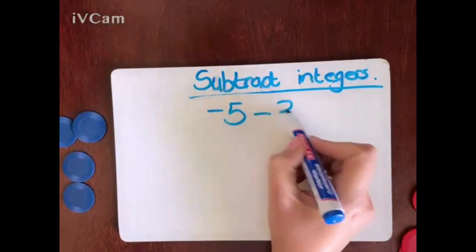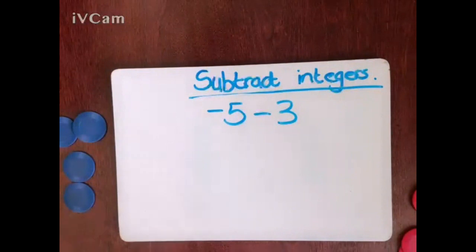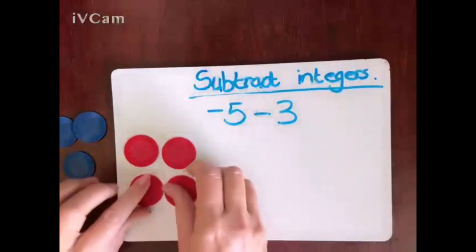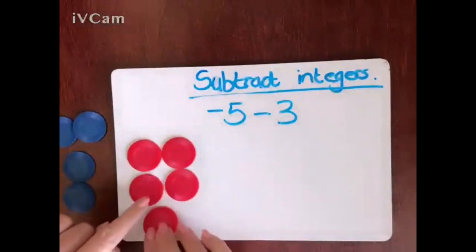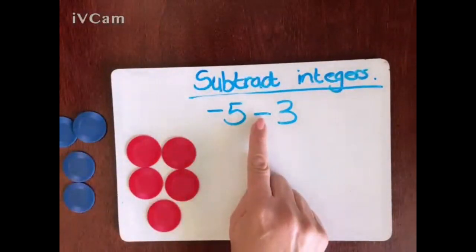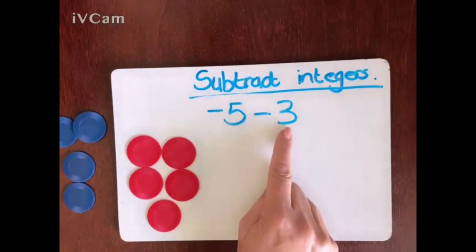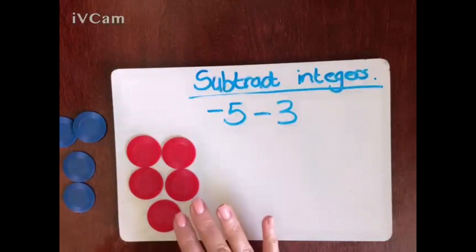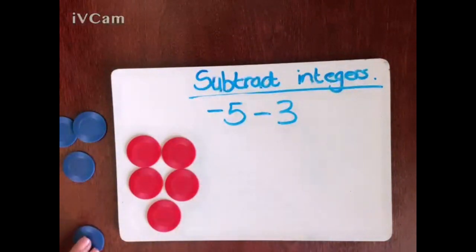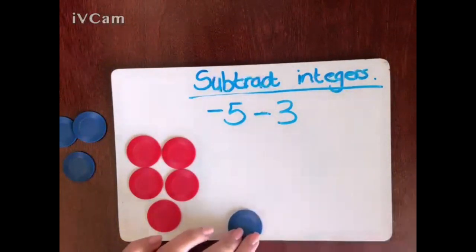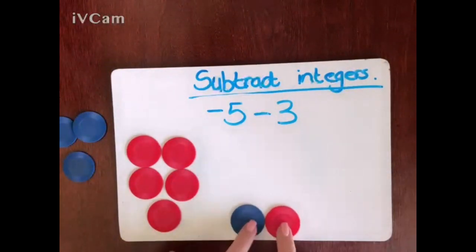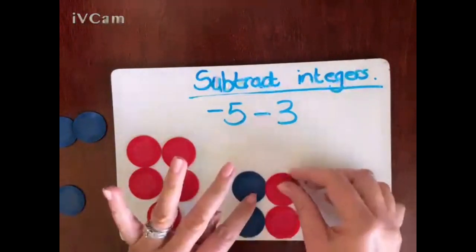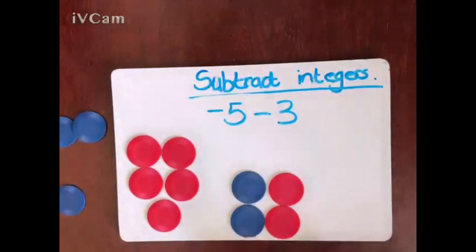Let's say -5 minus 3. Let's start with 5 red Smarties or 5 negative discs. And I need to take away 3 positive discs. But I do not have blue discs. I do not have positive discs. But that's no problem. I may add 0 pairs because this value is 0. So add 0 pairs until you are able to take away 3 blue ones.